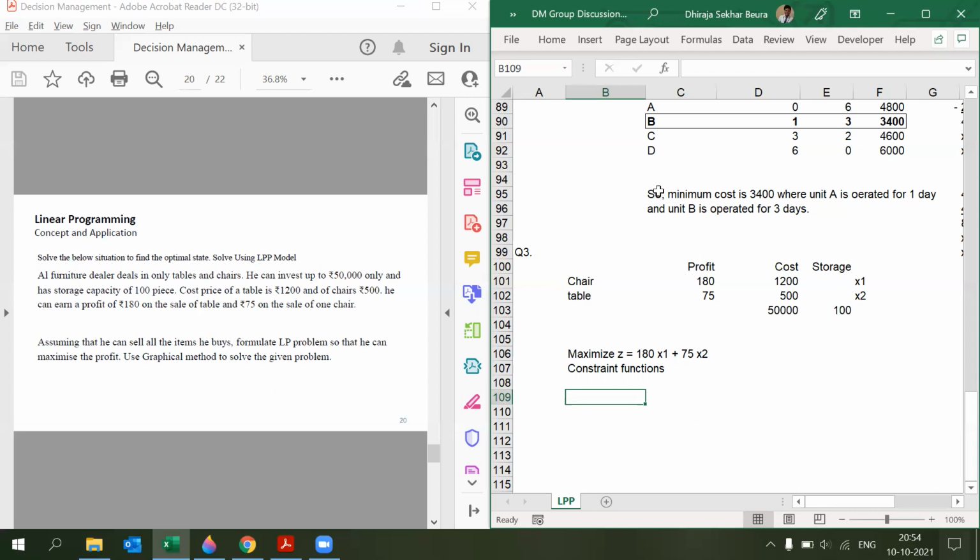So this is the objective function. Constraints come next. In the constraints only, the less than or equal to, greater than or equal to, or not equal to will come. The objective function will always be z is equal to. There is no less than, no greater than. Constraint functions, please: 1200x1 plus 500x2 less than or equal to 50,000, and x1 plus x2 less than or equal to 100. Perfect.